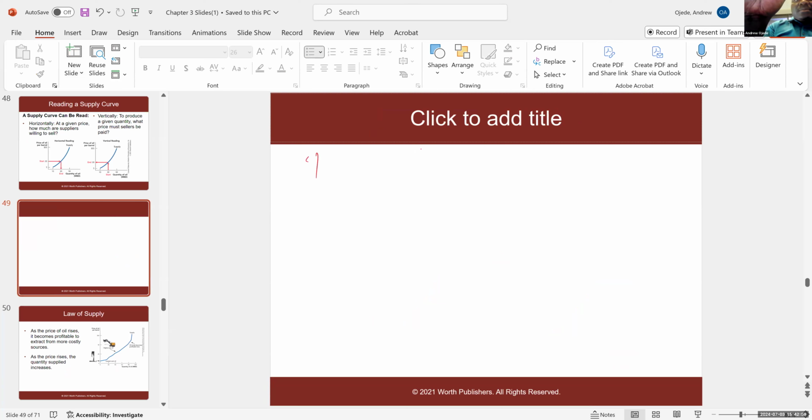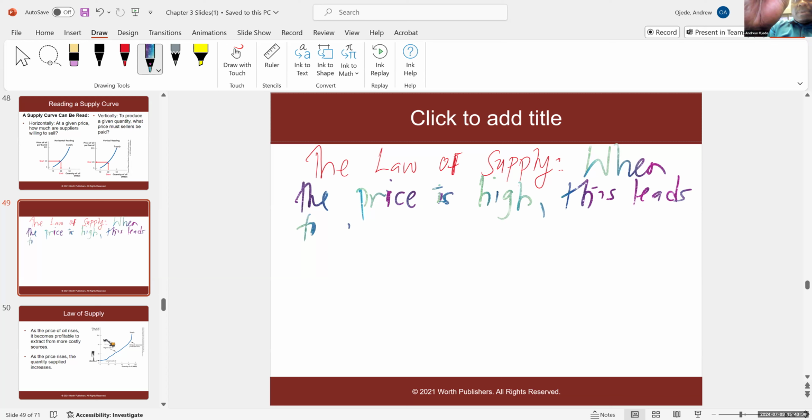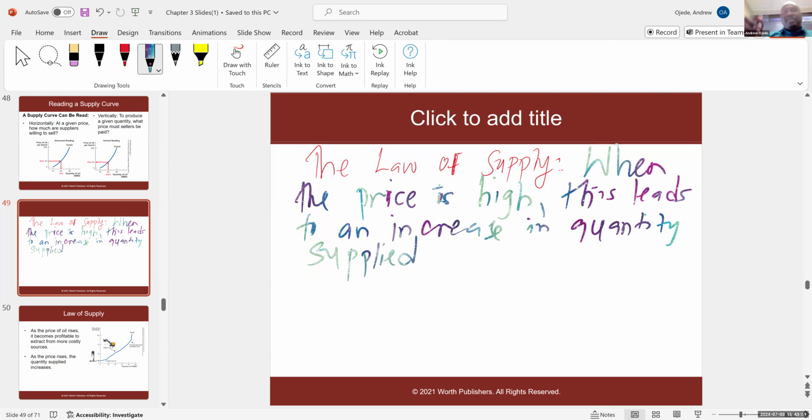So the law of supply is that when the price is high, or the price increases, this leads to an increase in the quantity supplied, because sellers want to sell more of their goods when the price is high, and vice versa.